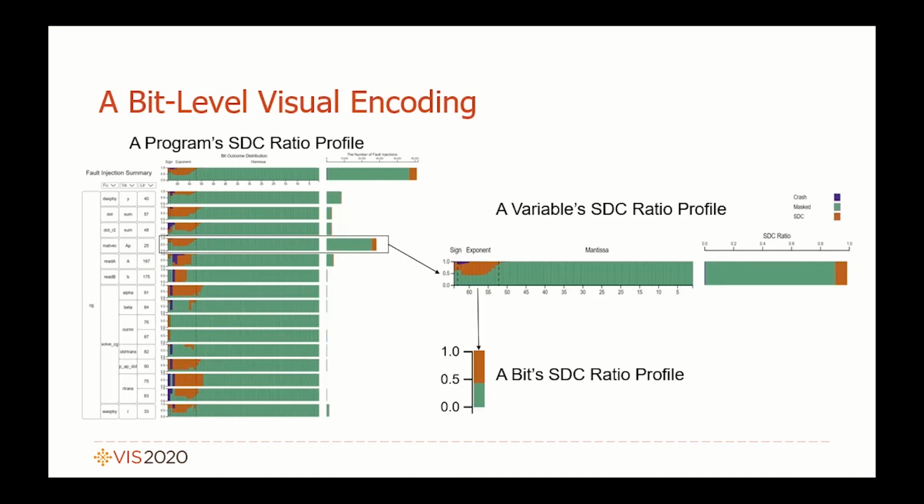To summarize the result of the bit flip experiments, we design a bit level visual encoding, which refers to the IEEE 754 floating point representation format. This visual encoding enables users to study an individual bit's resiliency without losing the program's overview SDC profiles. The visualization here tells us that in the conjugate gradient program, for different data variables and different lines, most of the bit flips that happen in the mantissa bits won't affect the program's output, and the majority of the silent data corruption is caused by bit flips in the exponent bits and the sign bits.